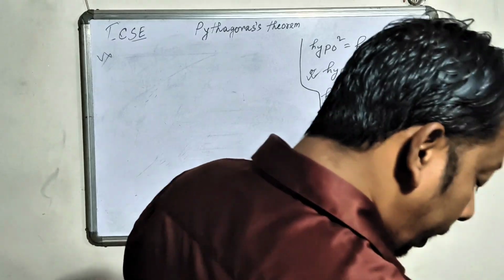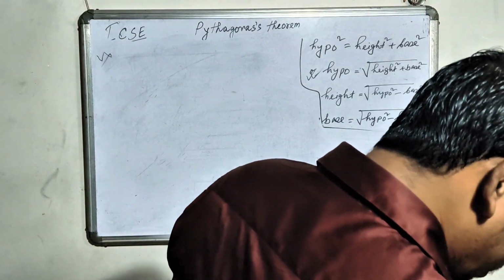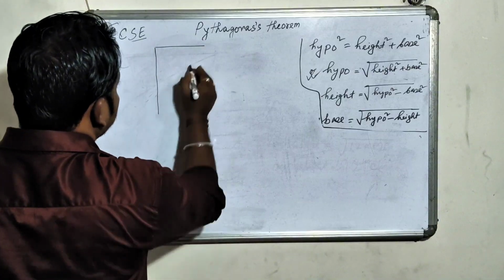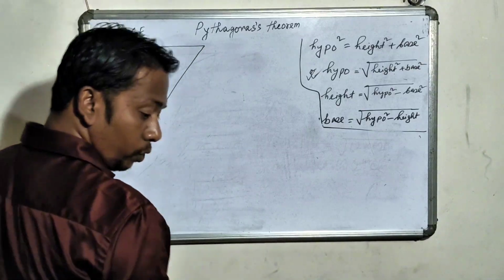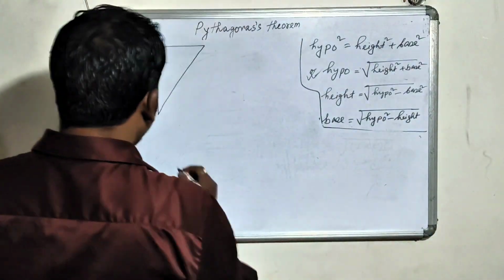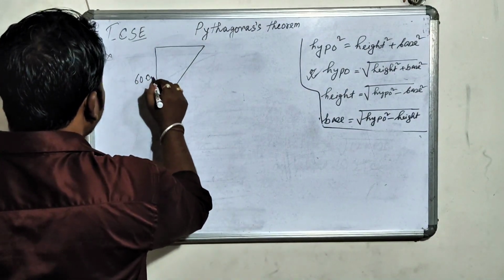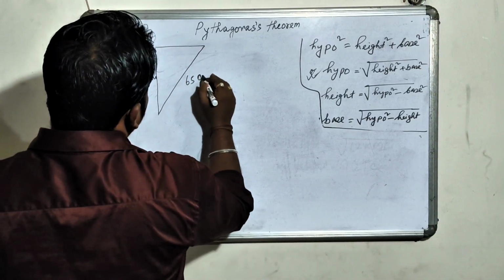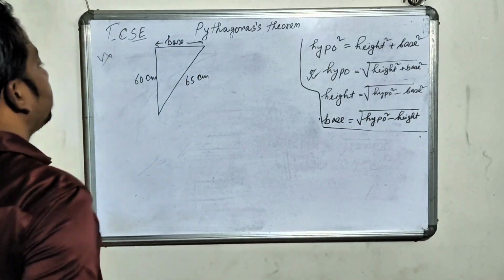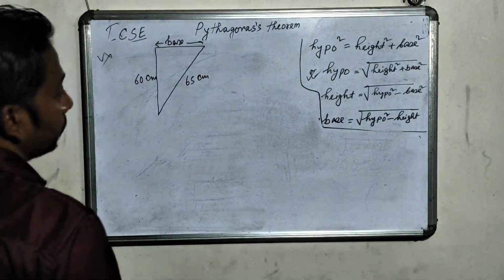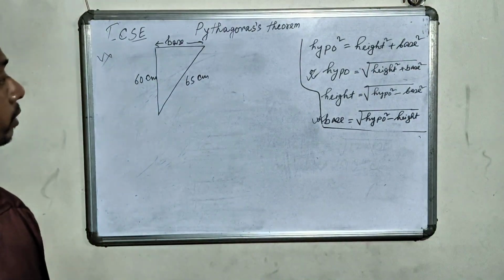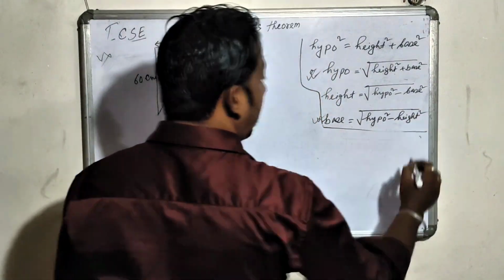Question number 6. Here we have to find out the base. The sides are 65 centimeter and 60 centimeter, and now the base is here. We have to find out the base. Simple. The law of the base is what? Root over of hypo square minus height square.